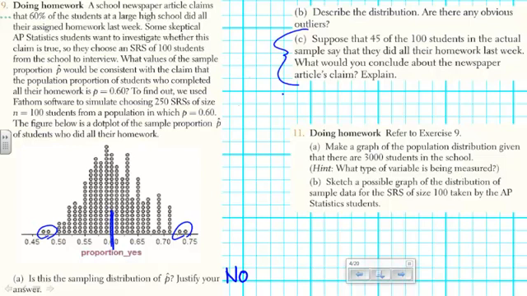Remember, the claim was that 60% of everyone does their homework. Now, they did a sample of 100 people, and they only got 45 people to say they did all their homework. First of all, 45% or 0.45 is a statistic. It's a number that's coming from a sample. What do you think about that number?